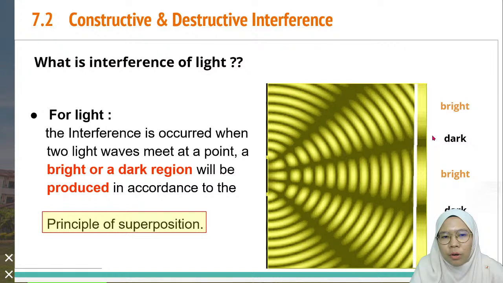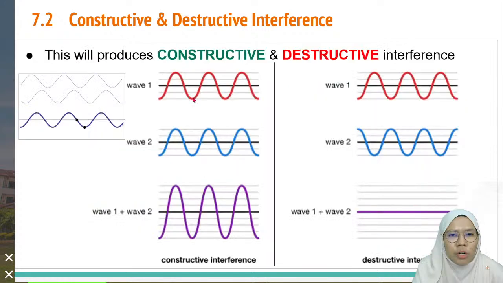Do you still remember that a wave consists of crest and trough? Crest is the highest point and trough is the lowest point. When a crest meets a crest, we get constructive interference. The same when a trough meets a trough, we get constructive interference. For destructive interference, when opposite points meet each other, so this one is the crest meeting the trough, we get destructive interference. Can you see my slide? Yeah.